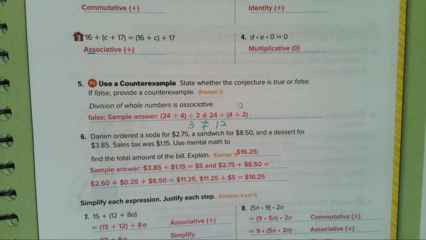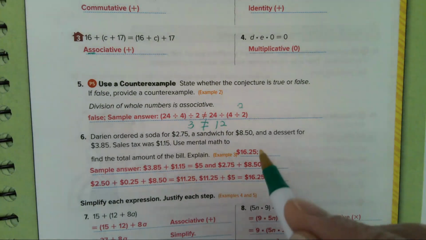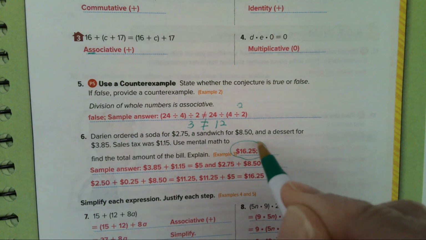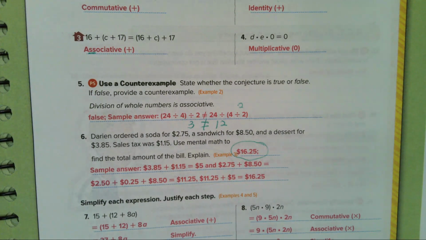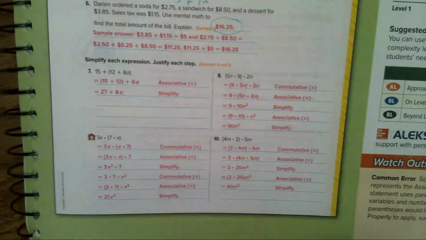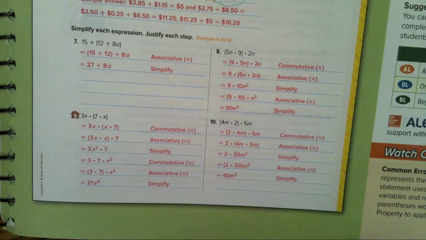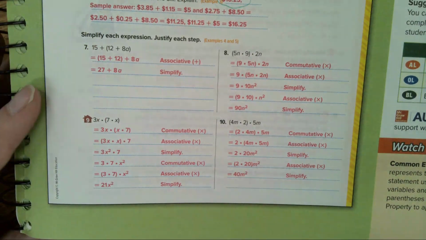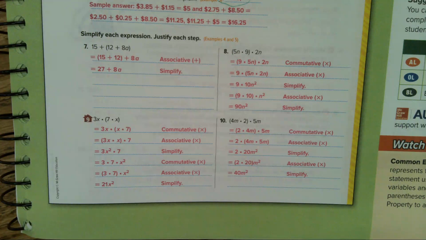All right, now let's look at number 6. Use mental math to find the total amount of the bill and explain. Well, we didn't do that one. Okay, the answer is $16.25. Everyone would have a different type of mental formula for that. Now, you had to do 2 of these problems. Okay, let's go over how to do them. We're going to do 7 and 9, and then we'll probably fill in 8 and 10.